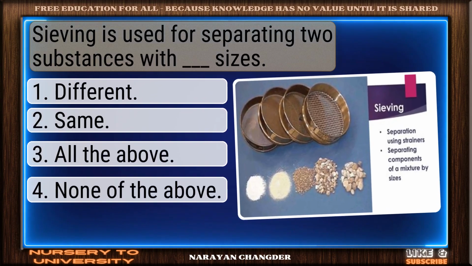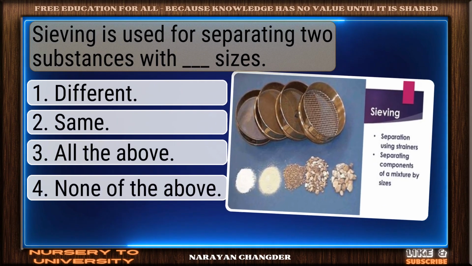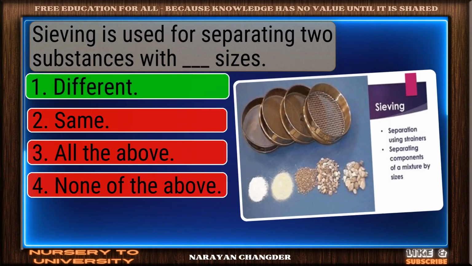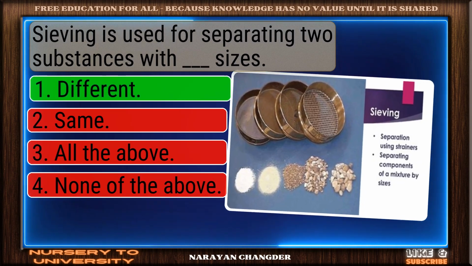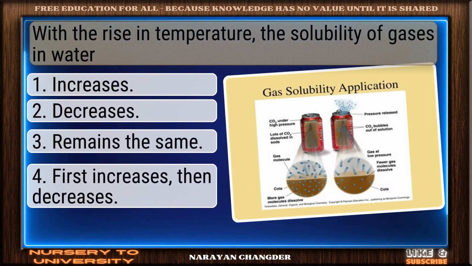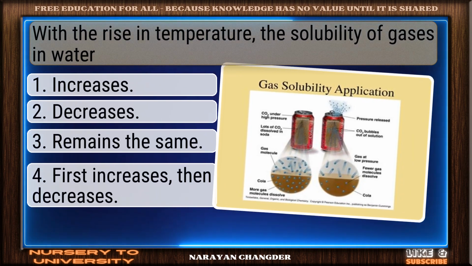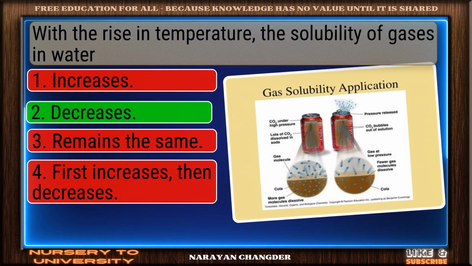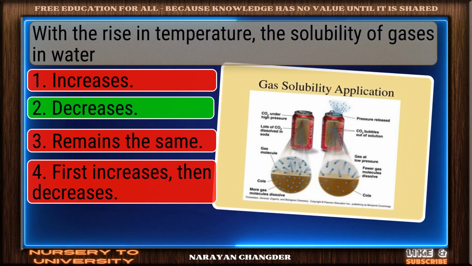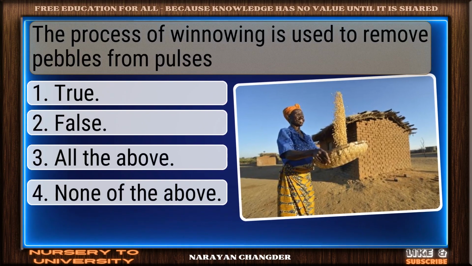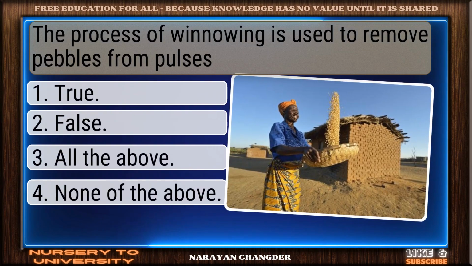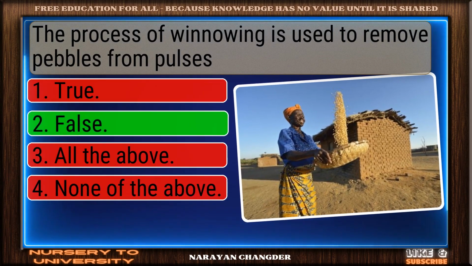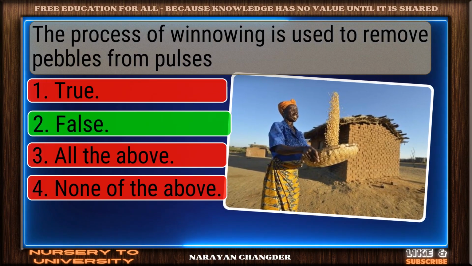Sieving is used for separating two substances with dash sizes. Nice work. You chose different and it is correct. With the rise in temperature, the solubility of gases in water. Right again. Decreases is a valid answer. The process of winnowing is used to remove pebbles from pulses. On track. False is the correct answer.